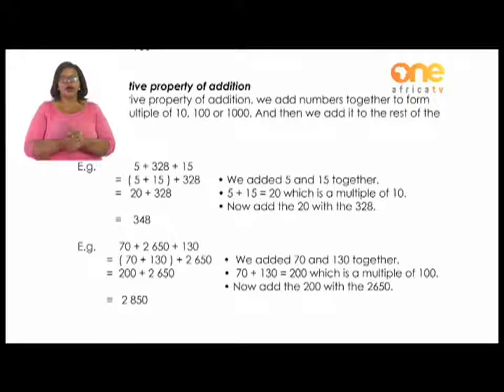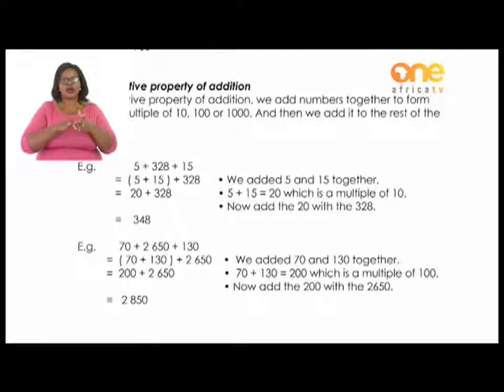70 plus 2,650 plus 130. So we have to find numbers which we can group together to either give us a multiple of 10, 100, or 1,000. So we go back to our example and we see, let's group 70 with 130. We put 70 and 130 in brackets plus 2,650. If I add 70 with 130, that will give me 200, and 200 is a multiple of 100, plus the 2,650. And now we add 200 plus 2,650 together, and that will give me 2,850. So that is associative property of addition.